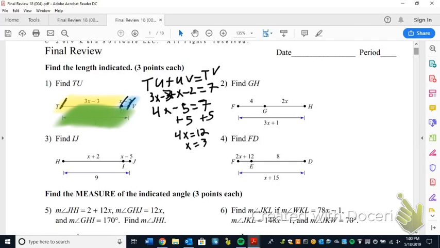So what I'm going to do is put that 3 back in. 3 times 3 minus 3, that's 9 minus 3, or 6. Now double check my work. I'm going to put the 3 in on the other side. 3 minus 2 is 1. 6 plus 1 is 7.